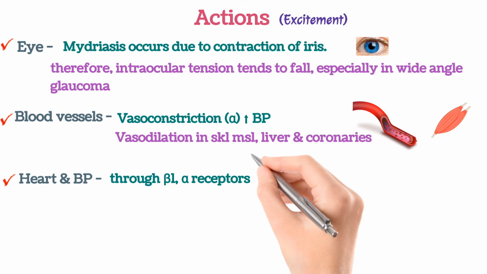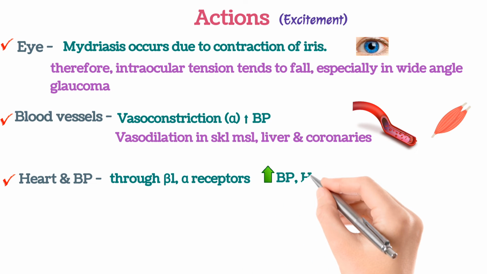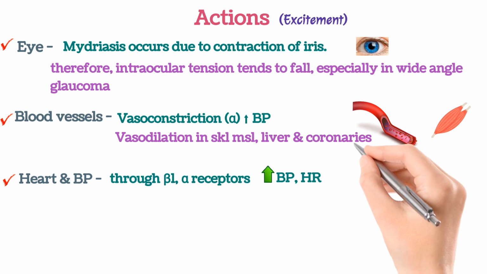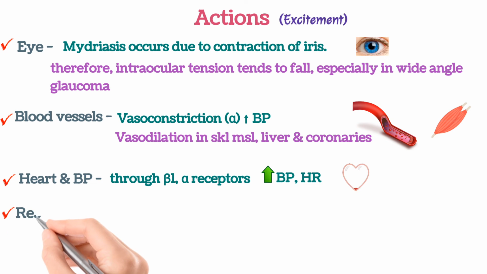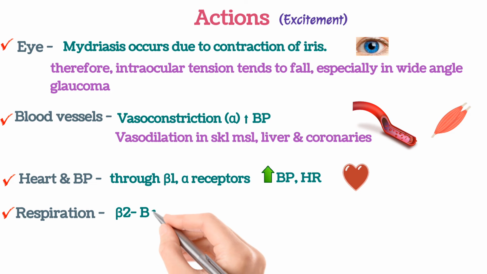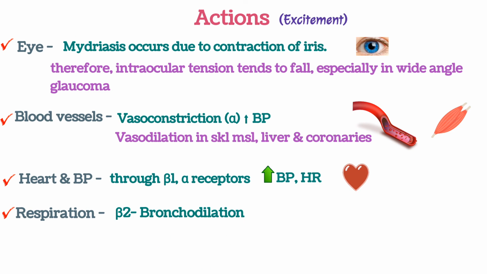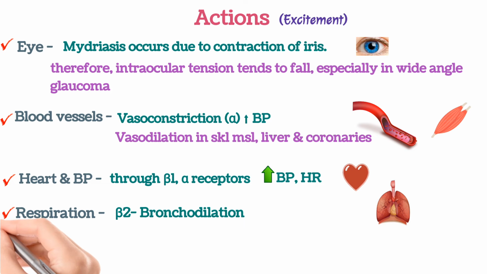We have already mentioned earlier, through beta 1 receptor. We know beta 1 receptor is present in heart, where it causes blood pressure to rise. It also increases heart rate, force of contraction, like that. And in respiration, through beta 2 receptor, we know that beta 2 receptor is in lungs, so it will cause a bronchodilatory effect over there.